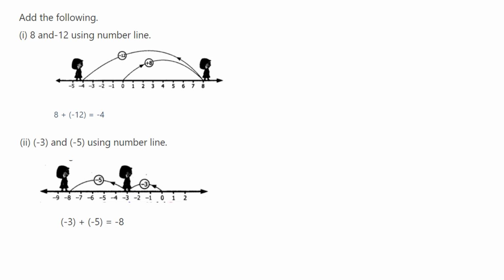Third one, add the following: 8 and minus 12 using number line. So here the number line is given. First we will do the addition, 8 plus minus 12. Here one plus number and one minus number we have to add. That means we subtract the numbers first, from greater to smaller, 12 minus 8, 4. What is the greater number's sign? Minus. So you write minus 4. Minus 4 is the answer.